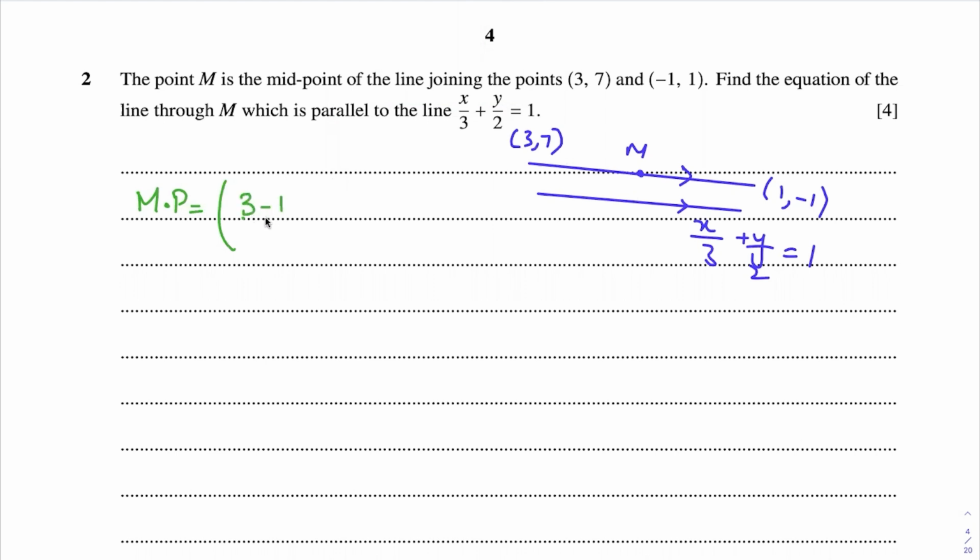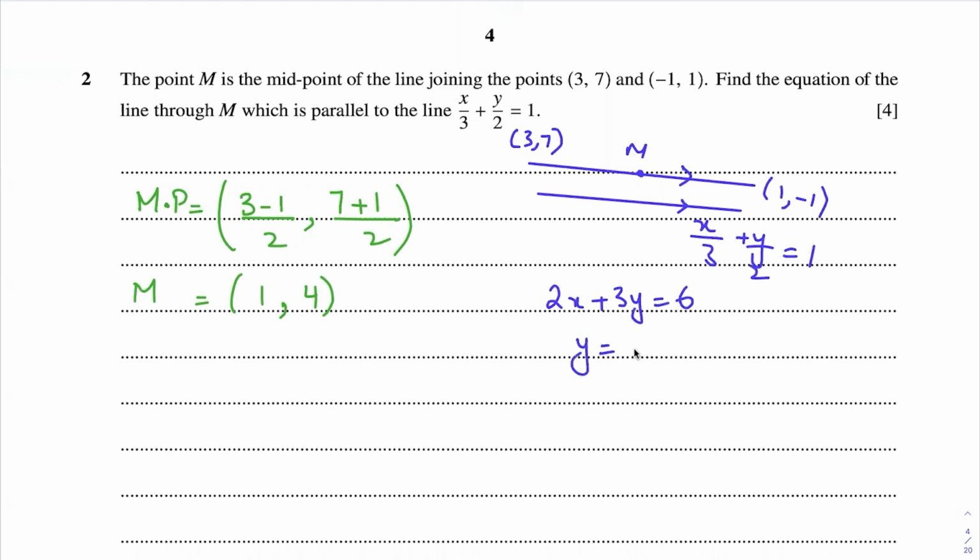So this will become (3 + 1)/2, comma (7 - 1)/2. So the midpoint or the coordinates of M will be 2/2, which is 1, and 8/2, which is 4. For the gradient of the line, we know that the gradients are equal. So the gradient of the line x/3 + y/2 = 1, taking the LCM, we get 2x + 3y = 6. As the LCM is 6, so 6 times 1 is 6.